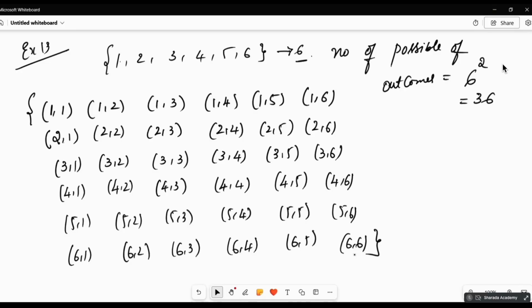So this is done. Now what is the question he is asking? What is the probability that the sum of the 2 numbers appearing on the top of the dice is 8? Sum of 2 numbers is 8. Calculate. Lakshan.